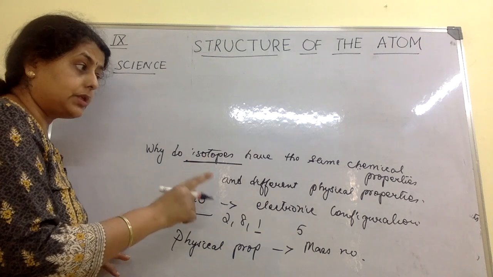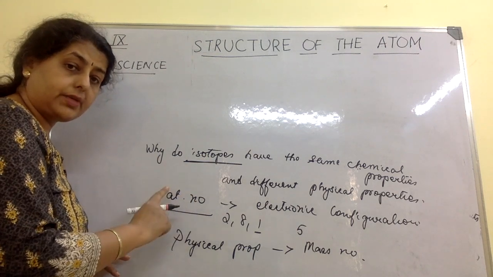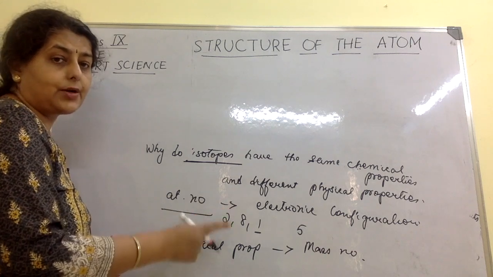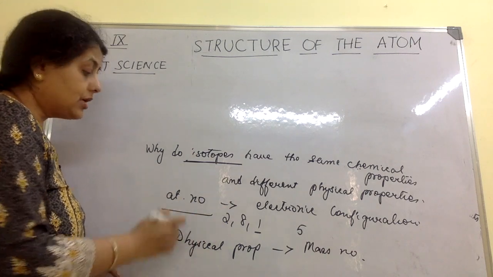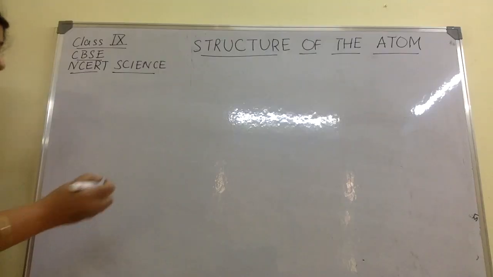So chemical properties depend on atomic number, physical properties depend on mass number. Okay, so if you remember this, you can answer all the questions that are based on this.